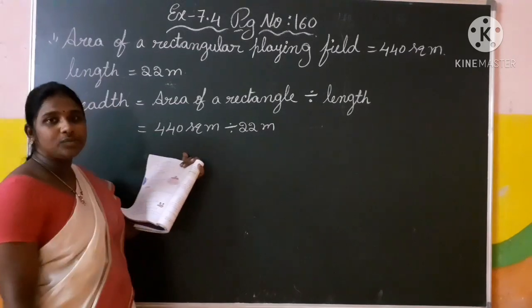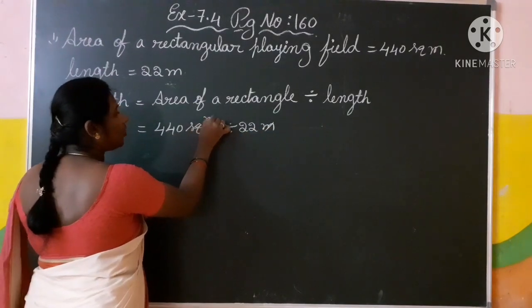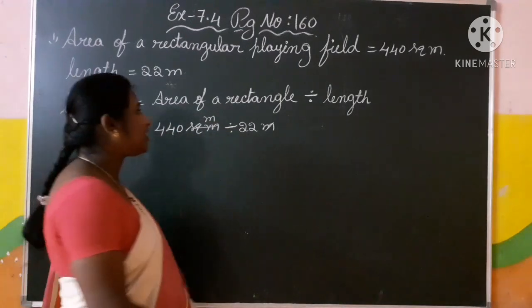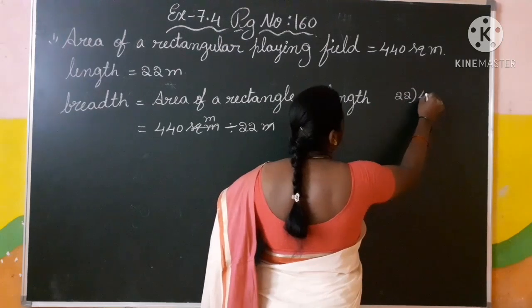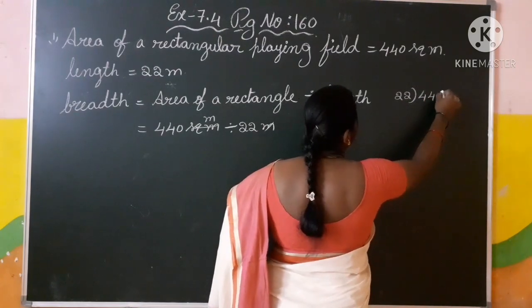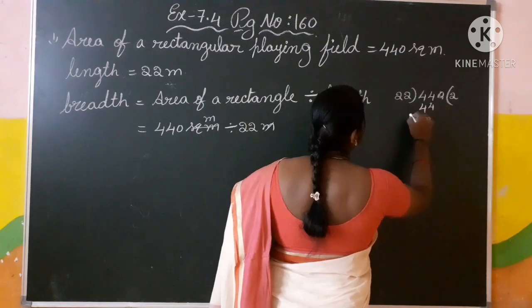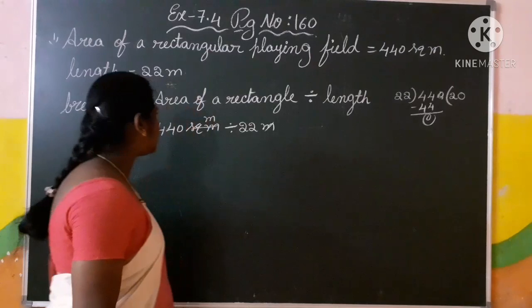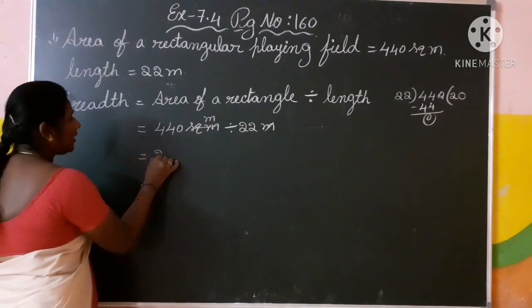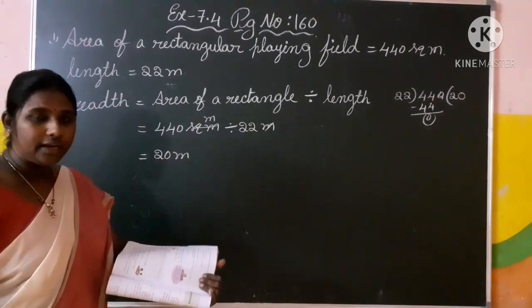Here square meters means meters squared will be there. One meter and one square meter cancel, one meter will remain. So do division of 440 by 22. 22 twos are 44, remainder 0, one more 0 here. So the answer is 20 meters. Breadth is equal to 20 meters.